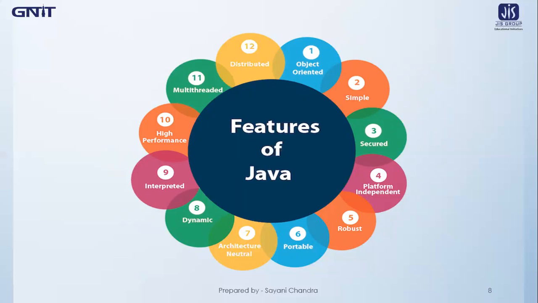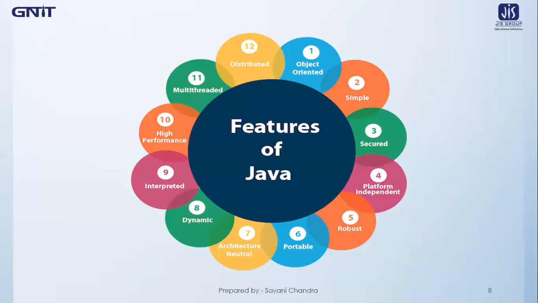The fifth feature of Java is robust. Now, robust simply means strong. Java is robust because it uses strong memory management. There is a lack of pointers that avoids security problems. There is automatic garbage collection in Java, which runs on the Java virtual machine to get rid of objects which are not being used by a Java application anymore. There are exception handling and the type checking mechanism in Java. All these points make Java robust.